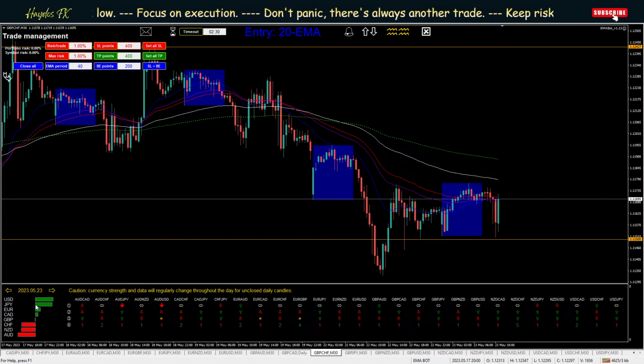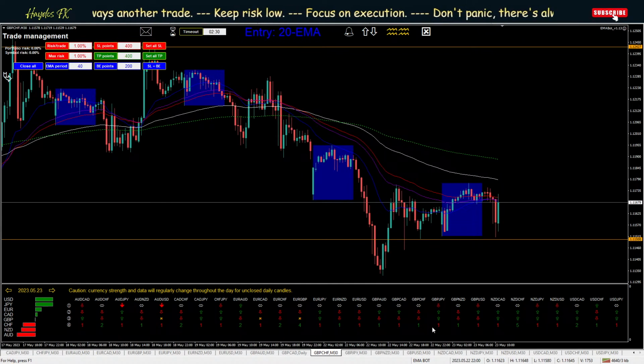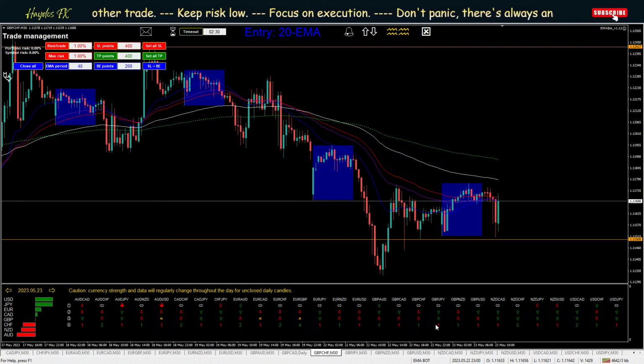Other than that, USD and yen are the strongest. Aussie and New Zealand are the weakest. Swiss is third weakest. So everything's sort of a mixed bag right now, which makes a lot of sense because some of these trends had been going for like 6 days in a row. So it makes sense to have a bit of a correction.